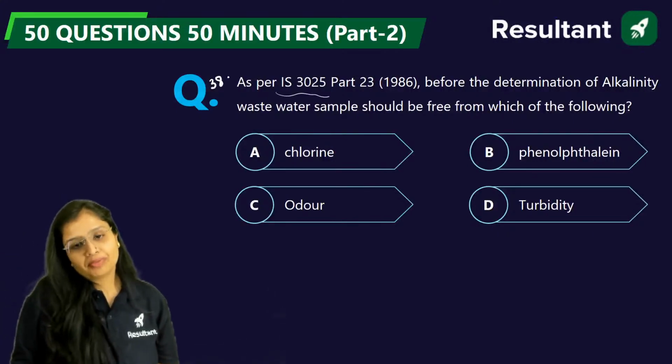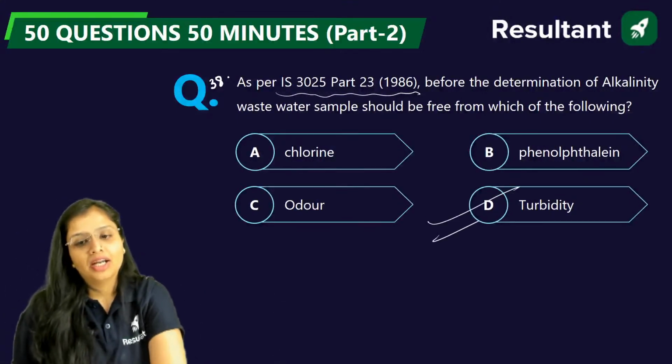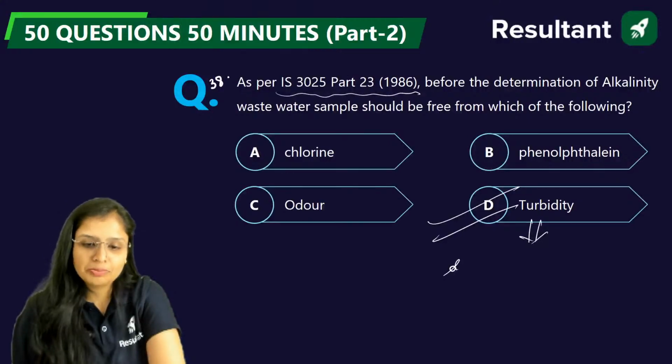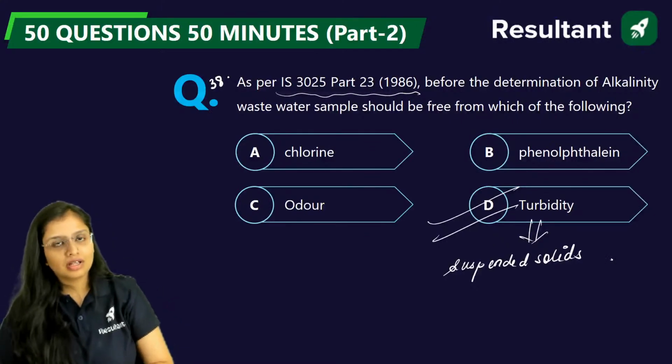IS code ने बोला है alkalinity, before you determine alkalinity, turbidity should not be there. Turbidity is due to the presence of suspended solids. More the suspended solids, more is the turbidity. Clear?